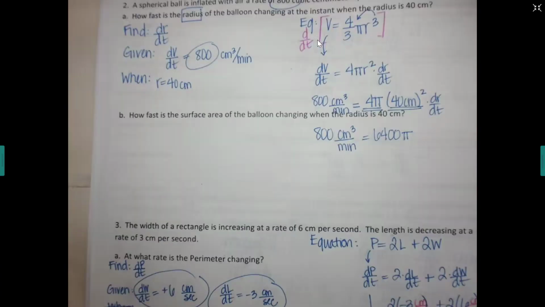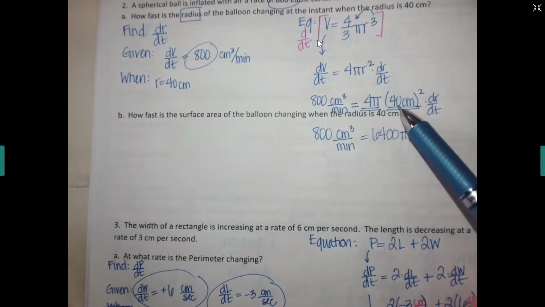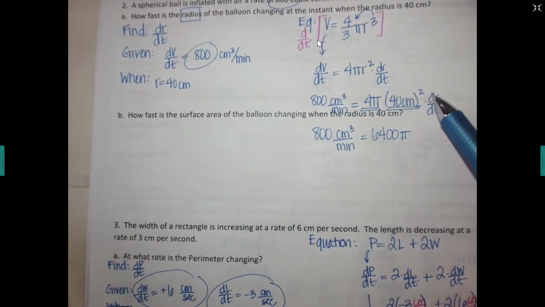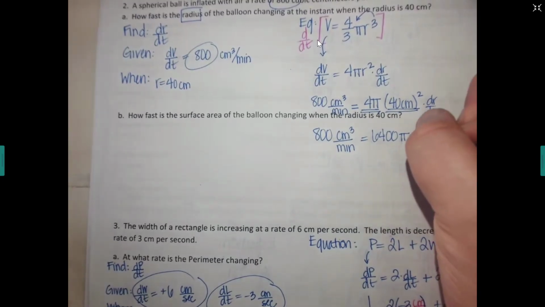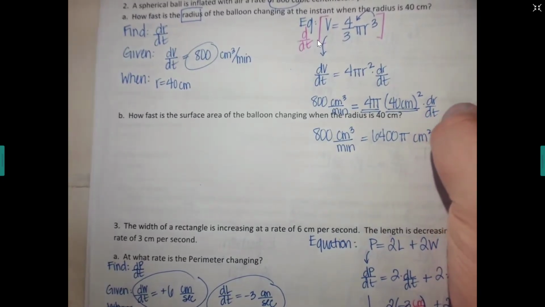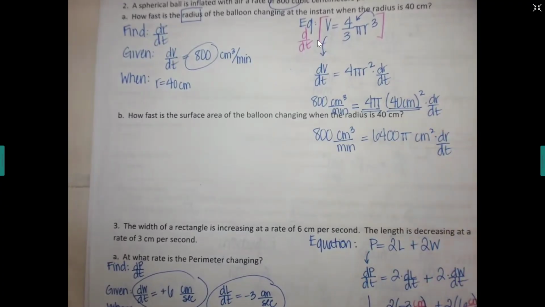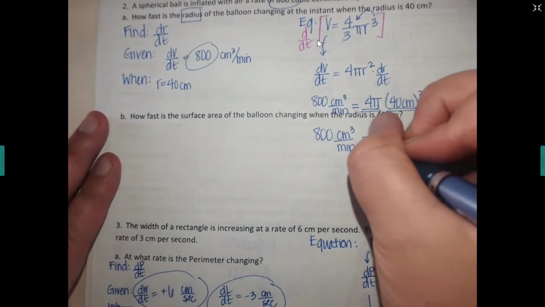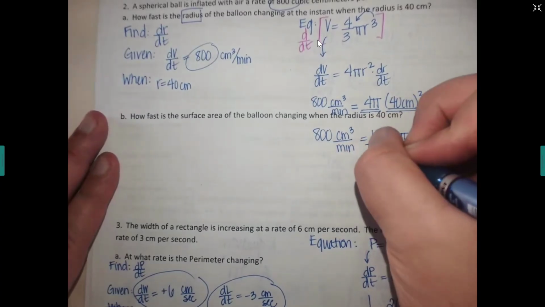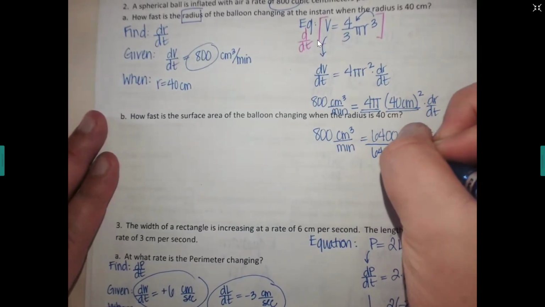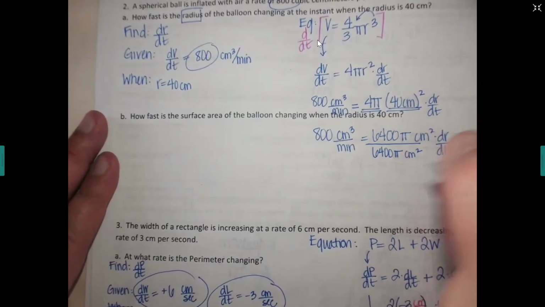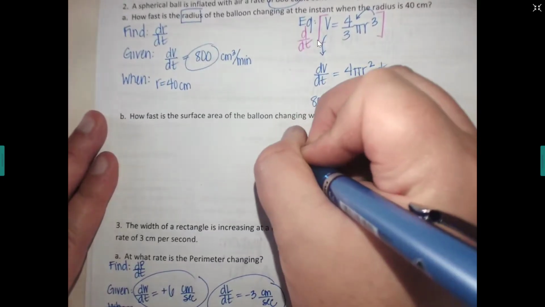Okay, now let's talk about units for a second. My 40 was centimeters, but I squared it. So now it's squared centimeters times dr/dt. And then if I'm trying to solve for this guy and it's multiplied with a 6400 pi, how do I get rid of that number? Divide it. So you're going to divide 6400 pi centimeters squared on both sides.